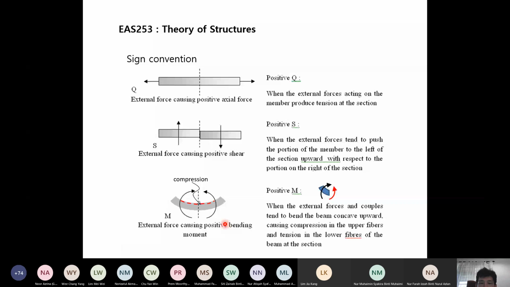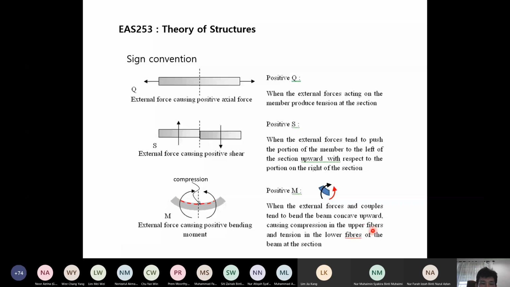So positive M here, if I use this left-hand side of the cut section, the positive direction is as shown in this diagram here, class, counterclockwise. The meaning of this positive bending moment is when the external forces or concentrated moment couples tend to bend the beam concave. Concave means upwards. Concave upward, causing compression in the upper fiber and tension in the lower fibers of the beam.